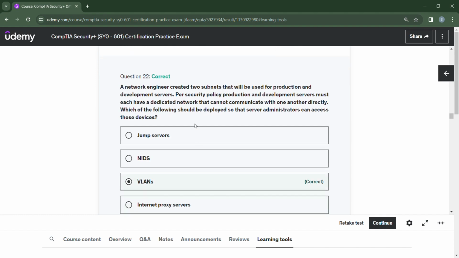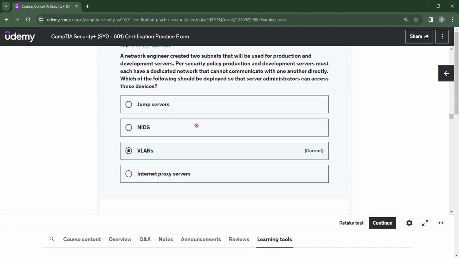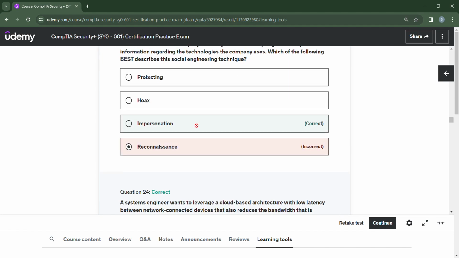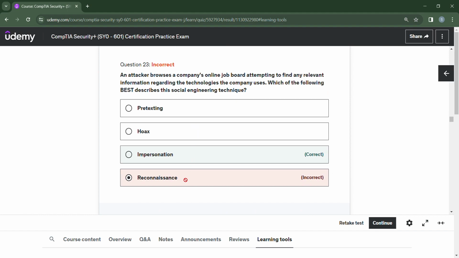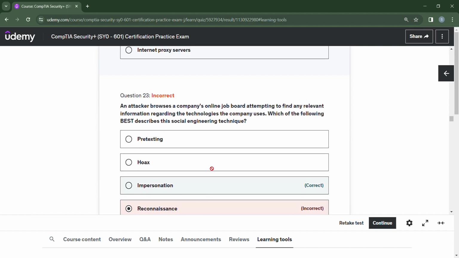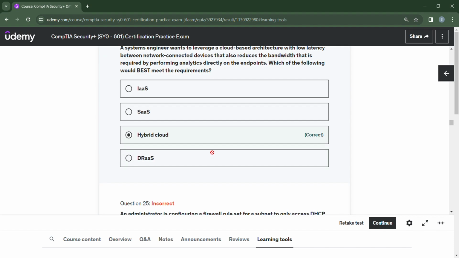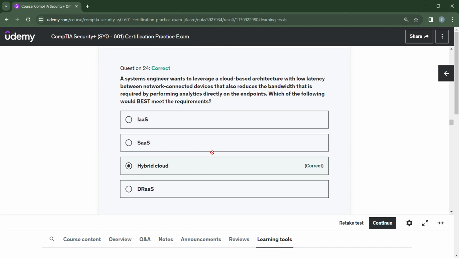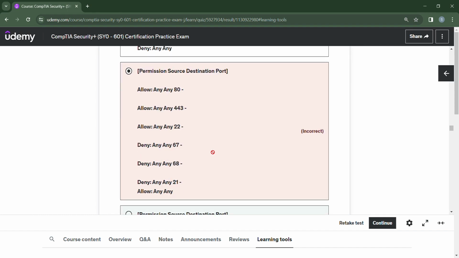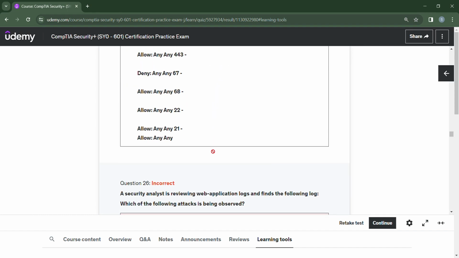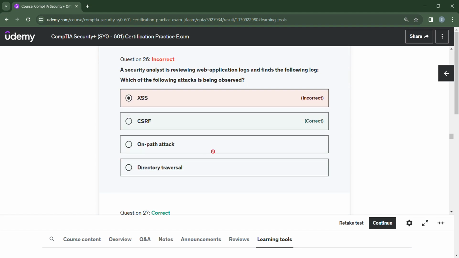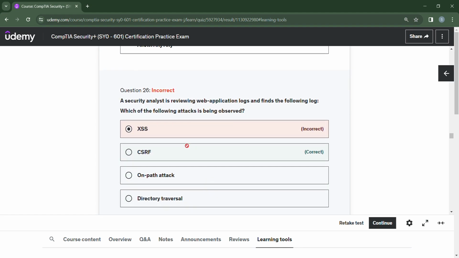VLANs for 2 subnets for production and development. Impersonation, I feel like that's definitely wrong. It should be reconnaissance. I don't see how that's impersonation, but I guess try it on this one. So it is hybrid cloud. I'd have to take a guess on this one, so I'm going to have to review the port numbers. I couldn't see the log on this one, so I had to take a stab at it. It was cross-site request forgery.